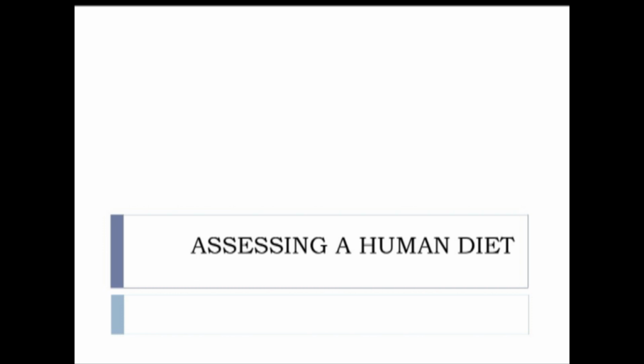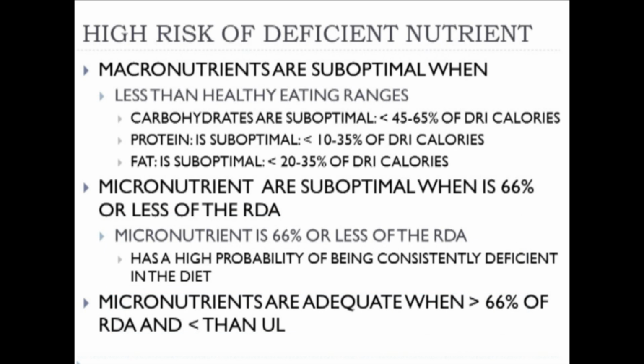Now I want to take a few moments and introduce you to the principles behind assessing a human diet. I want to go over the principles of what constitutes a risk of deficient nutrients. First of all, the macronutrients. When are they suboptimal? Well, consider the healthy macronutrient ranges.